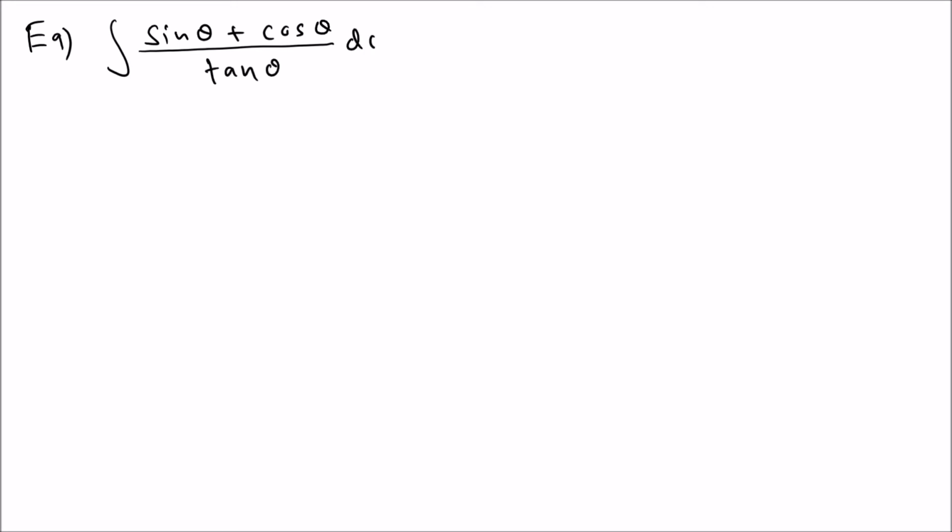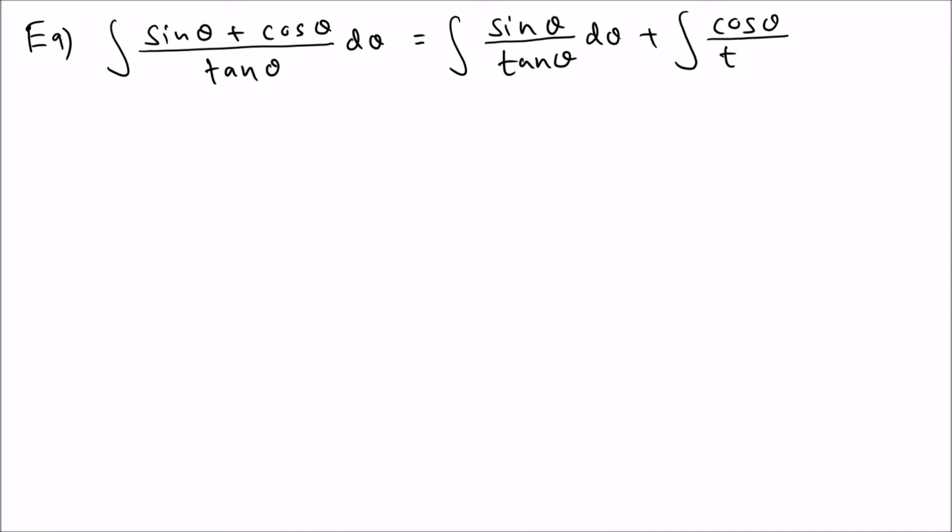So again, you can see this is a sine cosine problem. Actually, this problem is slightly different because you see a sum there. The best thing would be to split this, unless you see a special simplification here. So let's split this. Once you split, this is going to be sine theta divided by tan theta d theta, plus cosine theta divided by tan theta d theta.